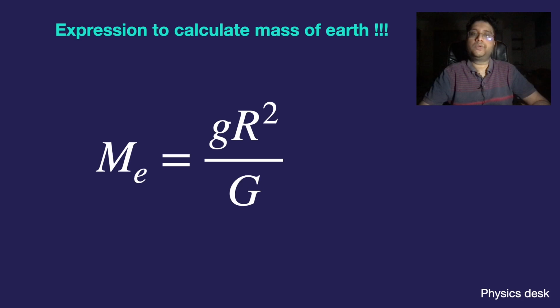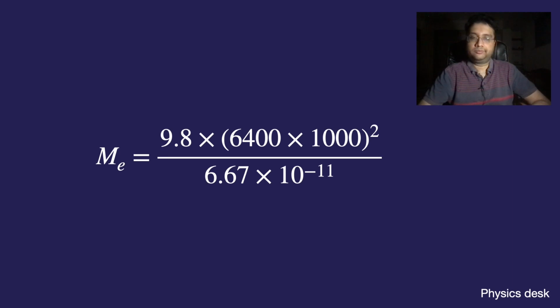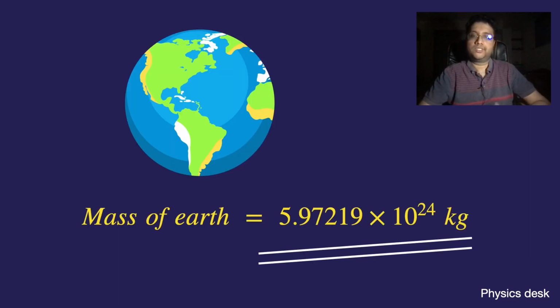Substituting in the mass expression of the Earth, you get the mass of the Earth. So g is 9.8. Radius of the Earth is obtained in kilometers. Convert into meters: 6,400 into 1000, whole square, and the universal gravitational constant as 6.67 into 10 to the power of minus 11. Using a calculator, you can get the mass of Earth as approximately 5.97 into 10 to the power of 24 kg.